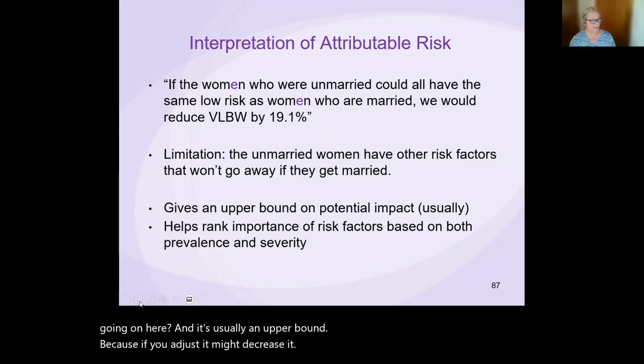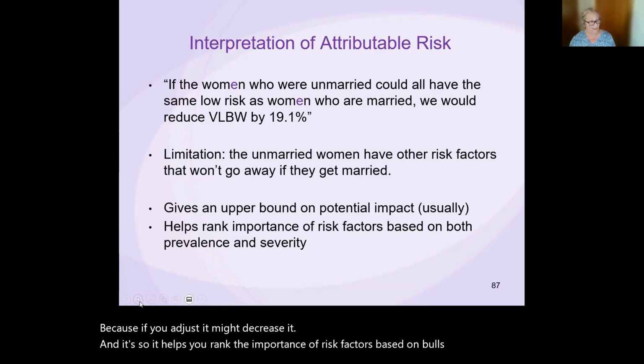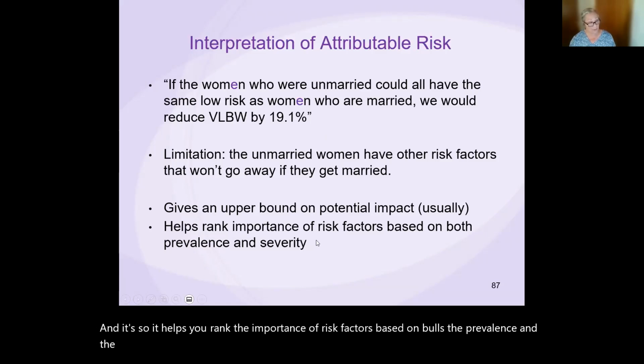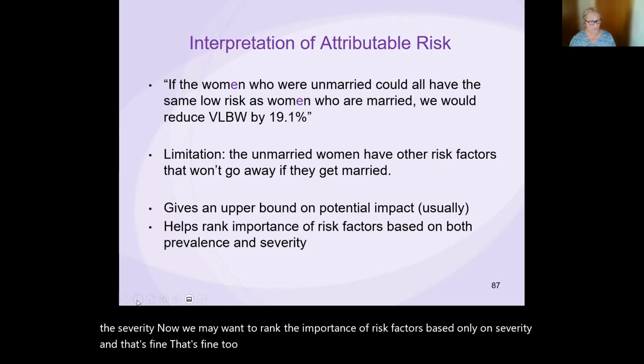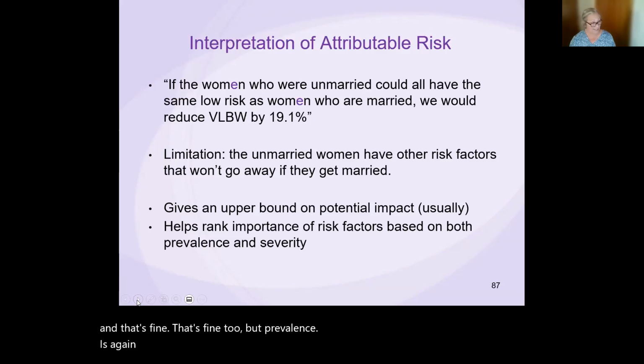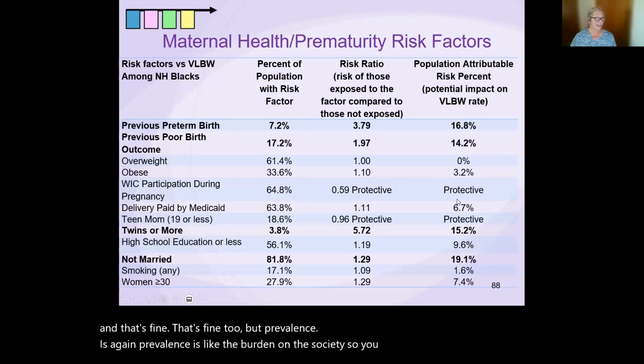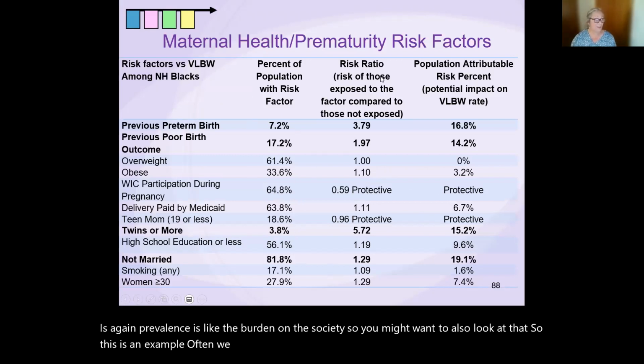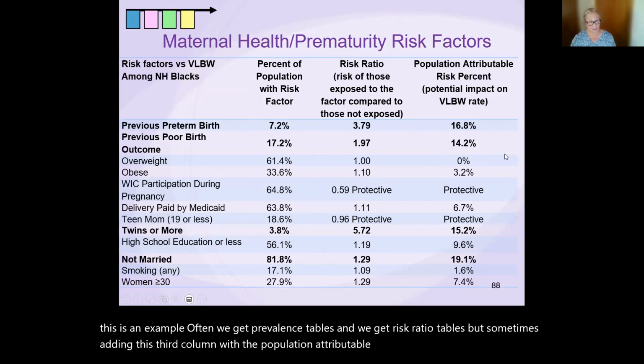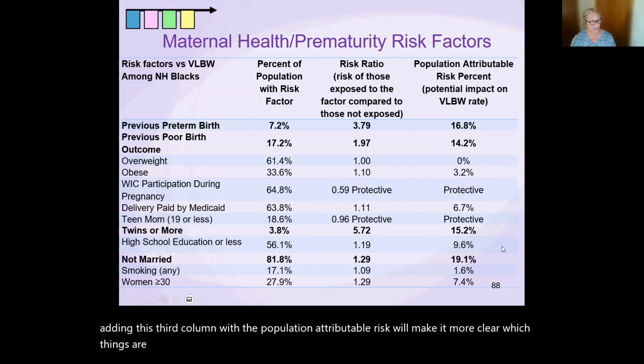So it helps you rank the importance of risk factors based on both the prevalence and the severity. Now, we may want to rank the importance of risk factors based only on severity, and that's fine too, but prevalence is like the burden on the society, so you might want to also look at that. So often we get prevalence tables and we get risk ratio tables, but sometimes adding this third column with the population attributable risk will make it more clear which things are important and which things the community might want to focus on.